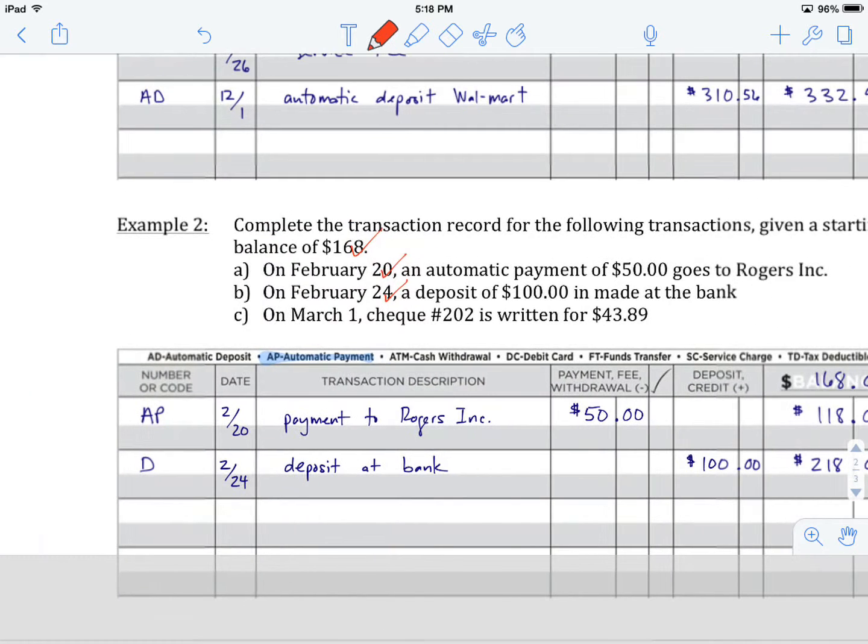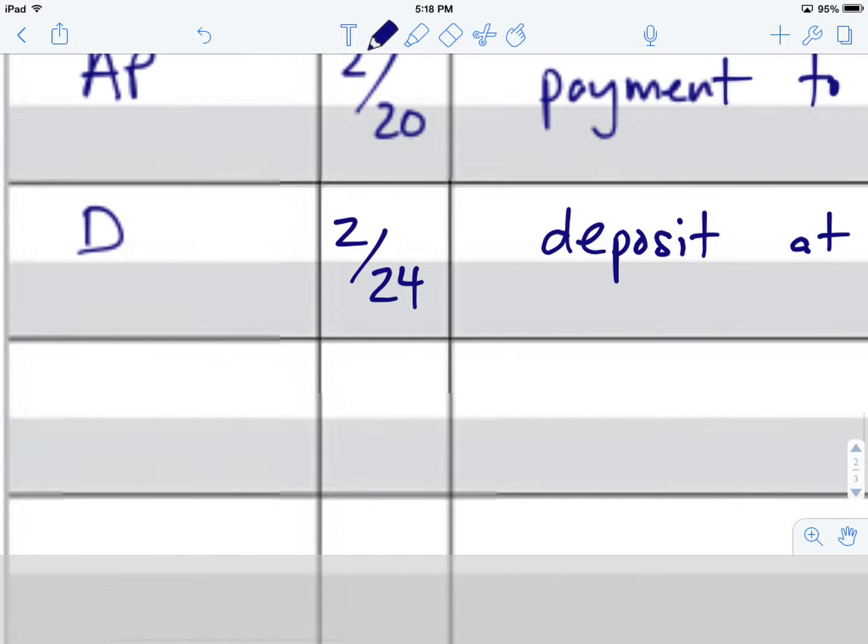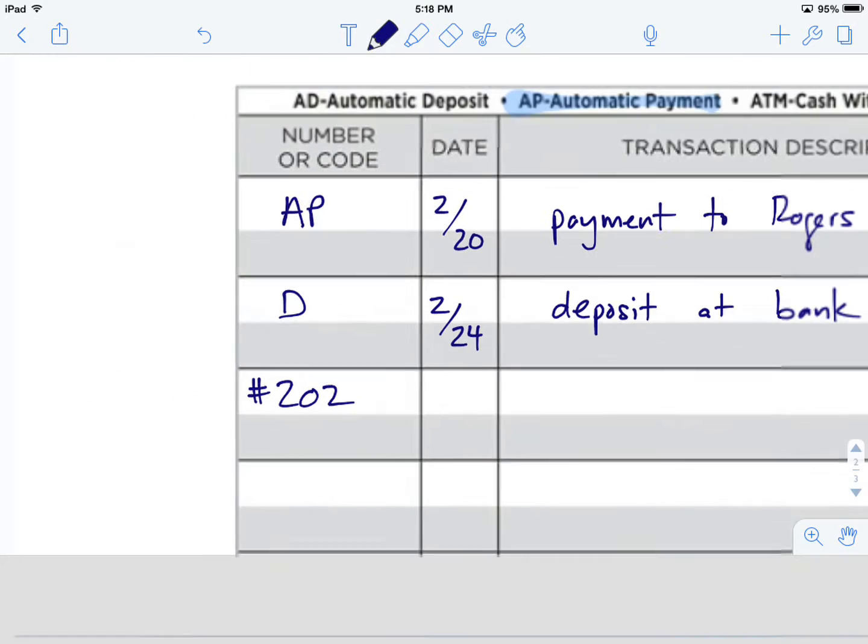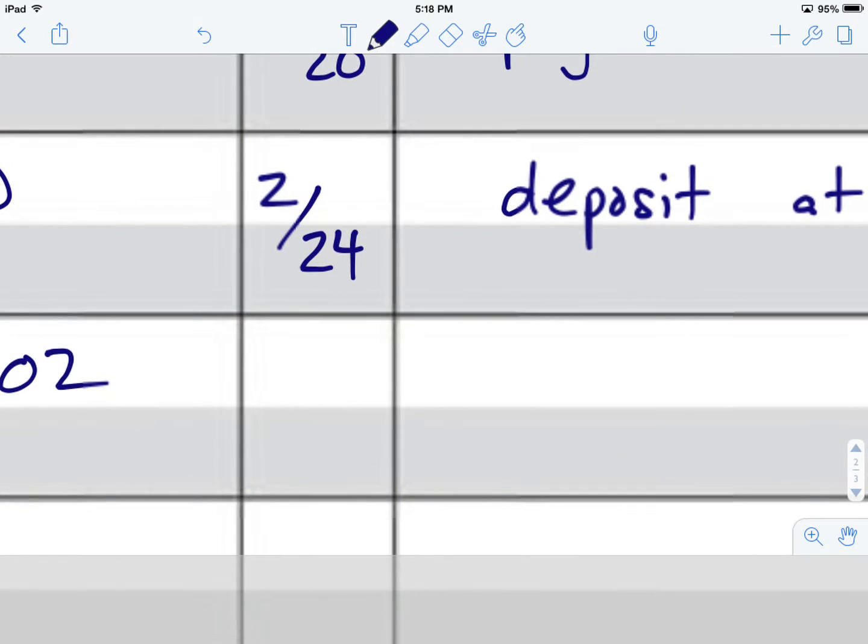And now we jump to the 1st of March for check number 202, written for $43.89. So again, we've got the check number this time, so we're going to put that in over here, 202. Little number sign there, so that's check number 202. That happened on the 1st of March, so that's the 3rd month. First day, and that's going to be check.